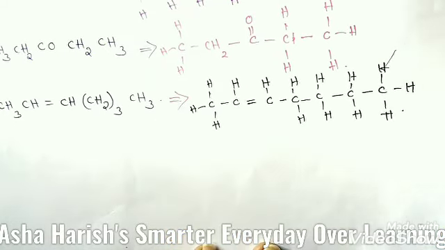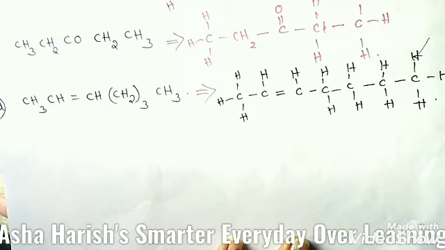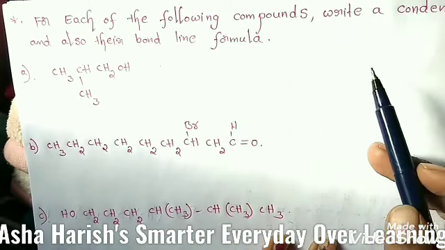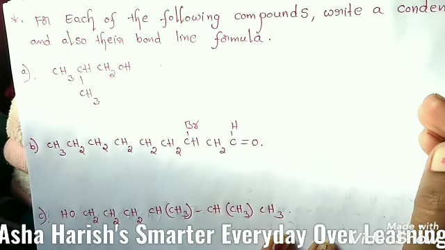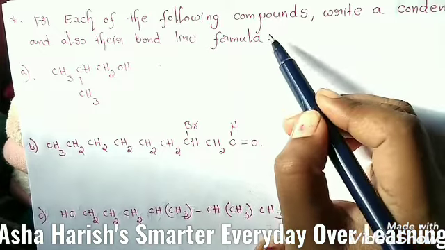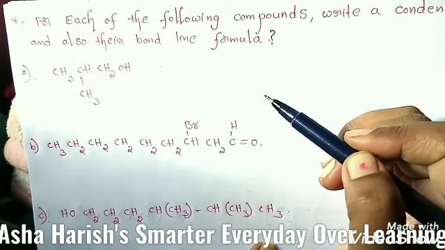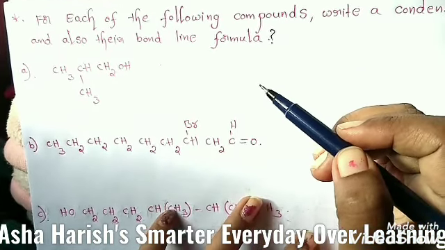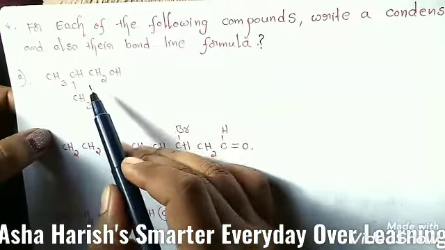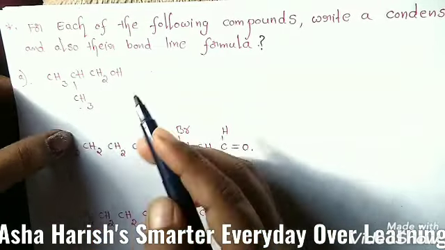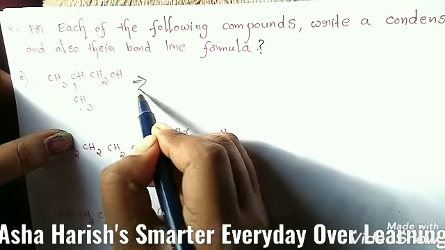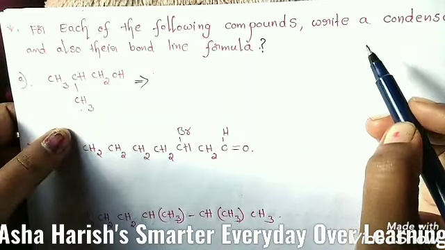Let's see the next example. For each of the following compounds, write a condensed formula and also their bond line formula. Okay, this is the question. And what we have, option A, CH3, CH, CH2OH and CH3 here. And this is the condensed formula.